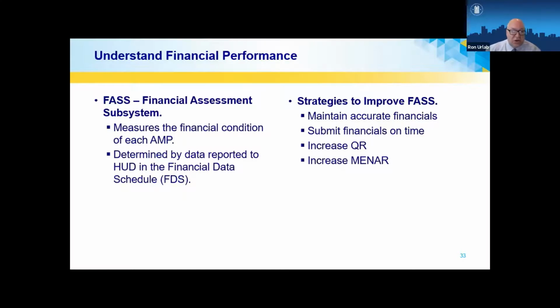So when you start looking at these, the FAS assessment subsystem, this is where we've uploaded our financial statements, and HUD now uses these to grade our financial condition, to grade different aspects of the control. They're going to make sure we have enough reserves. They're going to make sure that we are paying our bills in a timely manner. Are we submitting our financials on time? So they start looking at some of these scores, the quick ratio, what we call the MENAR ratio. So this is HUD's way of monitoring us.